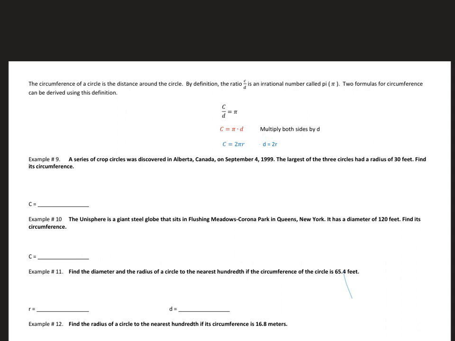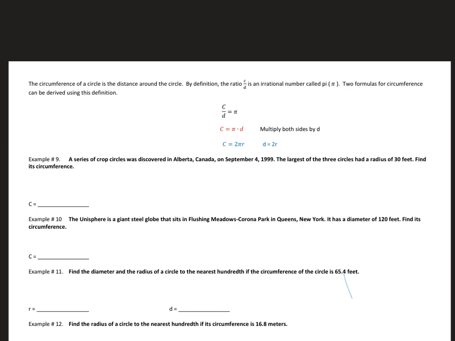Using the substitution for the formula from the previous page for the diameter, because the diameter is twice the radius, we get that the circumference is 2 times pi times the radius. So here are our 2 circumference formulas.